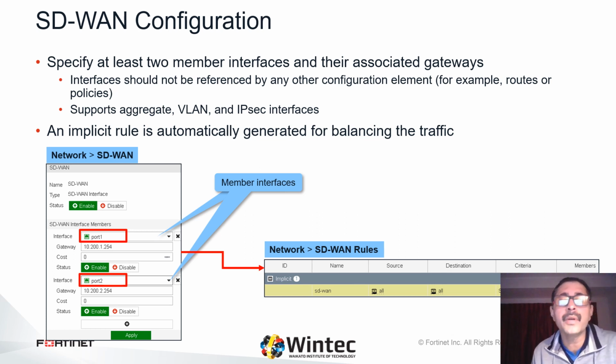In Fortinet operating system version 6.0 and beyond, an implicit rule is automatically generated when you enable SD-WAN. That's visible on your slide on the left. If none of the conditions for any of the rules are met, then the implicit rule will be used. This implicit rule is simply designed to balance the traffic among all the available SD-WAN member links. You will learn more about the SD-WAN rules as you do the lab today.